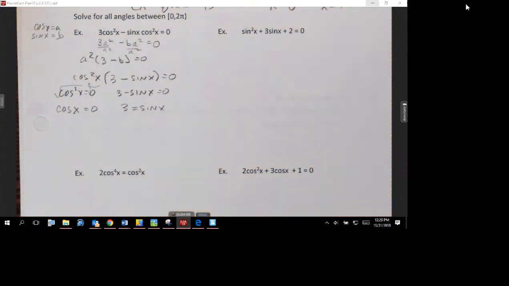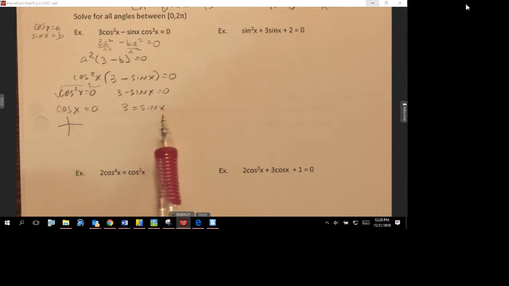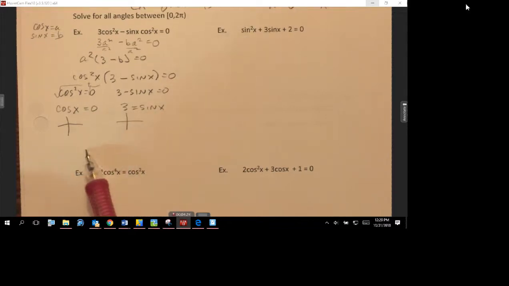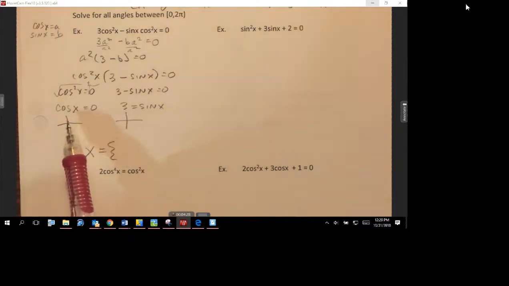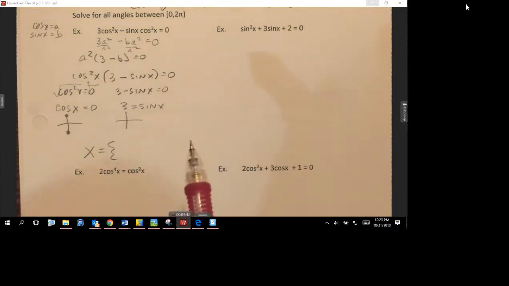Once you have it factored, it's the same thing that we did for our assignment last night. It's just, let's take cosine x and figure out where that is 0. Let's take 3 equals sine x. Oh, sorry, sine x and figure out where that is equal to 3. And then put all our answers like x equals fancy bracket plus the answers. So where is cosine equal to 0? Pi over 2? Is that the only place? And 3 pi over 2. We're going to do 3 pi over 2 because the directions say between 0 and 2 pi.